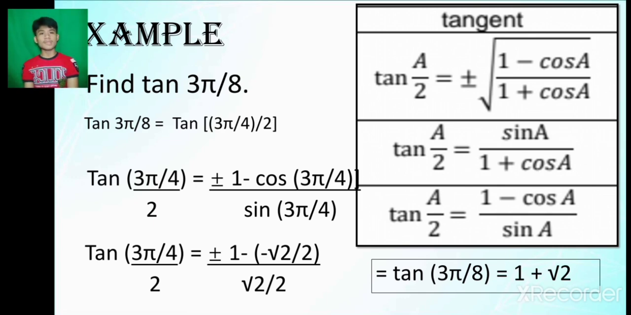Tan 3 pi over 4 divided by 2 is equal to 1 minus the value of our cosine 3 pi over 4, which is negative square root of 2 over 2. Then the value of our sine 3 pi over 4 is square root of 2 over 2. So simplify, and we have the final answer: tan 3 pi over 8, which is our given, is equal to 1 plus square root of 2.